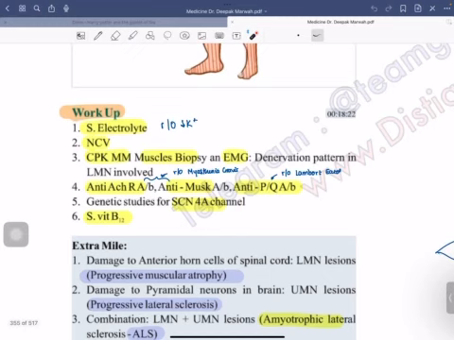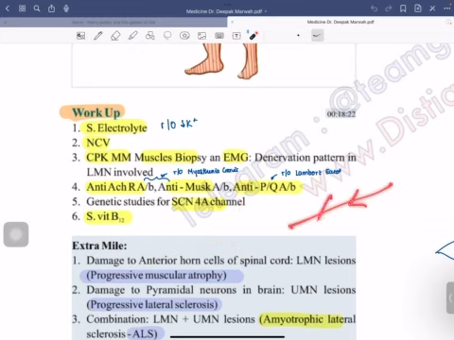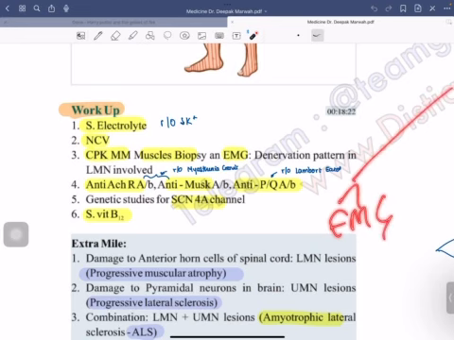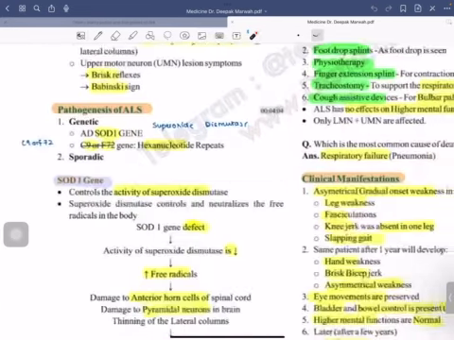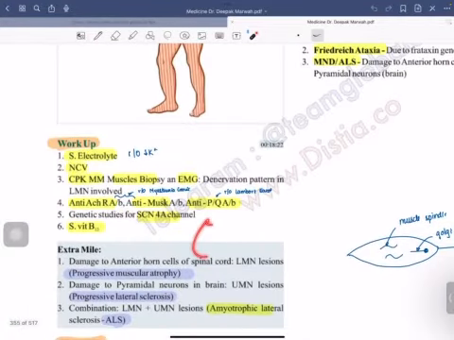Now workup: you can do serum electrolyte levels to rule out hypokalemia, hyperkalemia, or any electrolyte imbalance which is causing this weakness. Then you can do nerve conduction velocity to see if there is any demyelinating disorder that's taking place. Then you can do CPK or muscle biopsy to see whether there is any muscle damage. On EMG, a denervation pattern will be seen on electromyography because the nerve supply is gone, which is amyotrophic. That's what denervation of muscles occurring.